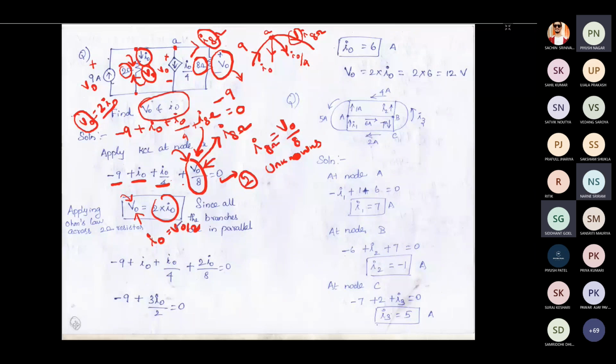So you can substitute from any point of view, in any perspective, but finally we need V naught and I naught. So I have substituted V naught is equal to 2 into I naught. Here I naught is equal to 6 ampere if you solve this equation. So if I naught is 6 ampere, then V naught can be given by 2 into I naught, that is nothing but 2 into 6, that is 12 volt. Okay, so this is for the KCL.